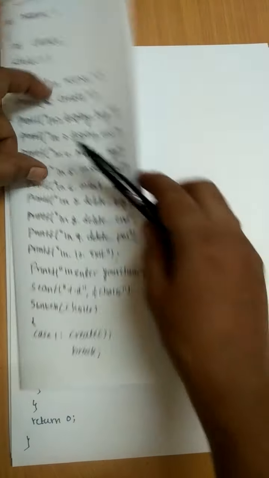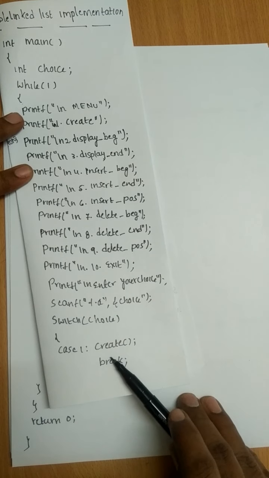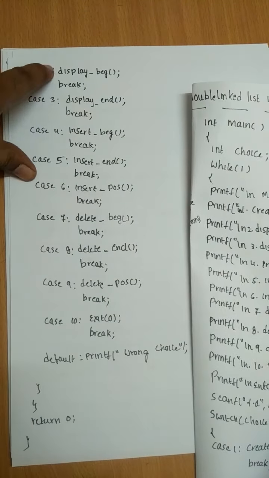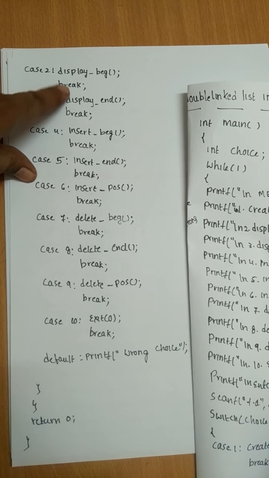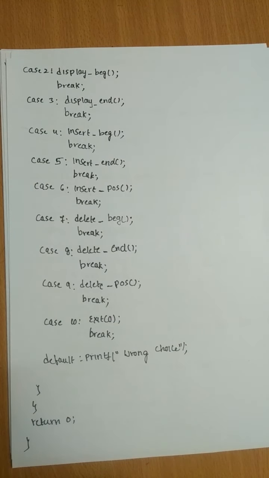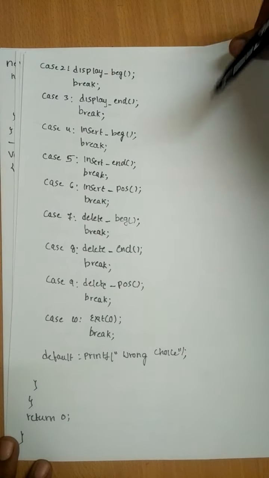What we have done in main function? In main, we displayed the menu and we have written a switch case. In switch case, we have written the function calls. For each and every operation, one function call. This is about the main function. Now we will see function definitions for each and every operation.